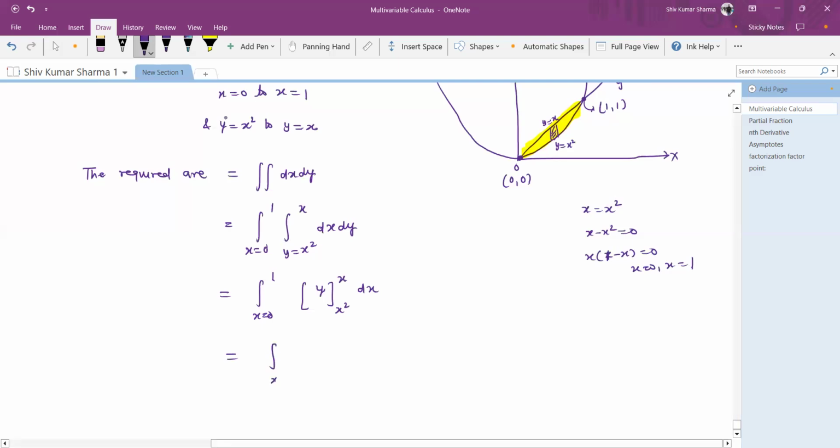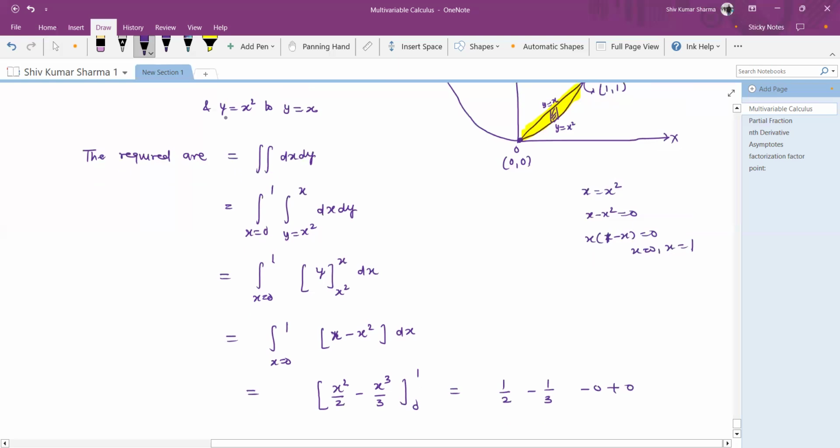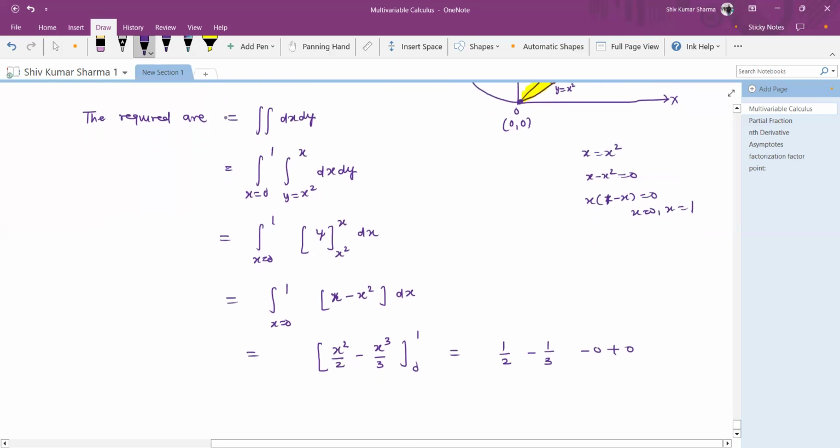So this equals the integral from x equal to 0 to 1 of upper limit x minus lower limit x square, dx. When we integrate this, integration of x is x square upon 2 and integration of x square is x cube over 3, from 0 to 1. So the upper limit gives 1 by 2 minus 1 by 3, and the lower limit is 0. So 1 by 2 minus 1 by 3 equals 1 by 6. So the area between the two curves, the parabola and the straight line, will be 1 by 6.